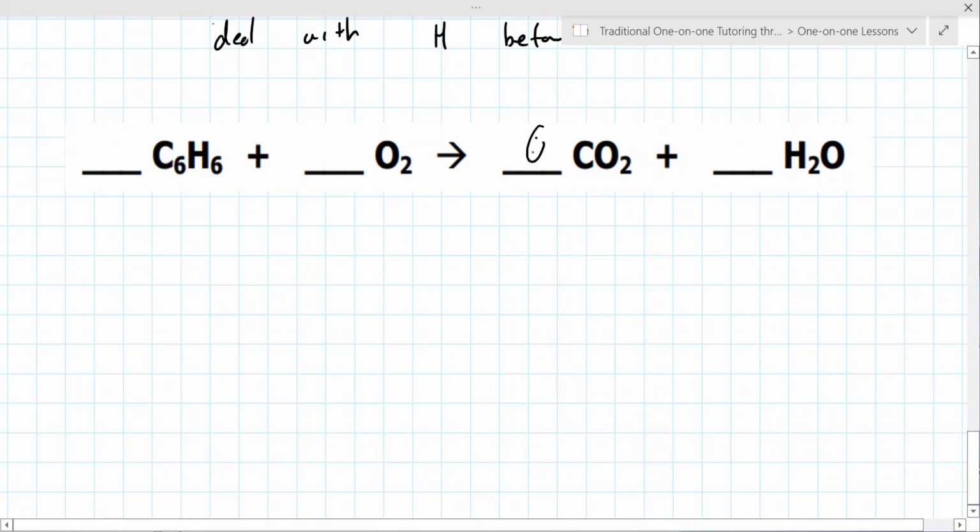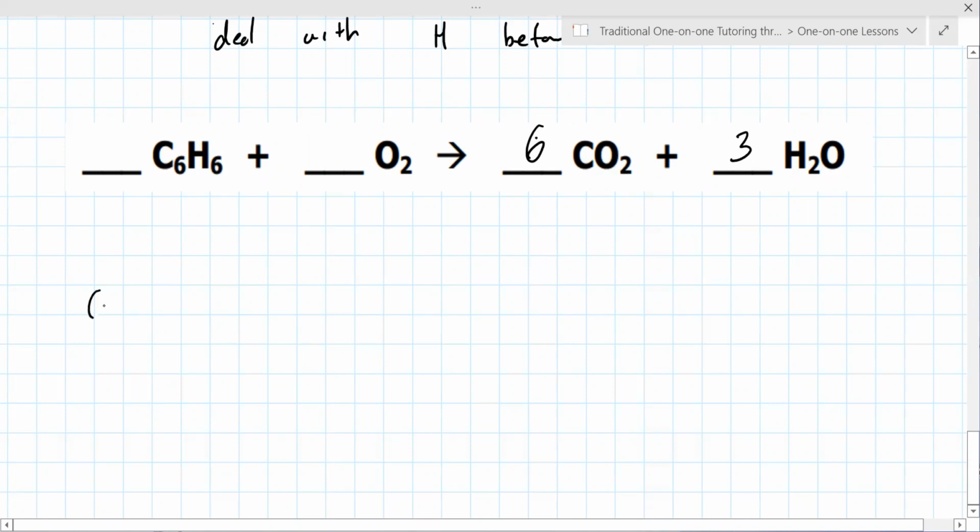So that means, okay, I got 6 here. I'm going to put a 6 there. So that's 6 C's. There's 6 H's. So you need to put 3 over here to get the H's balanced. And then what you're hoping for is that the rest of this works out.